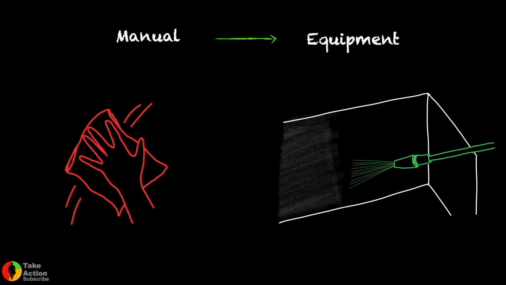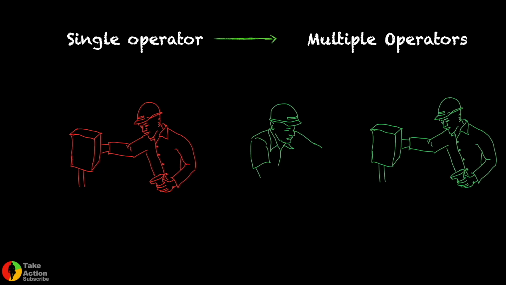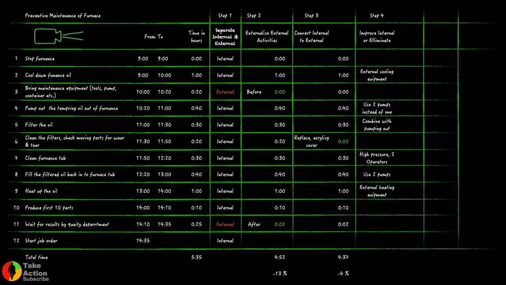Another idea would be that instead of one operator, there are 2 operators doing all the activities. For example, one would be the machine operator and another worker would be from the maintenance department. So the whole maintenance, including this cleaning, can be done by 2 workers instead of 1. With this arrangement, we are also shortening a lot of the maintenance and downtime of the machine. The activity number 9 is again heating up.